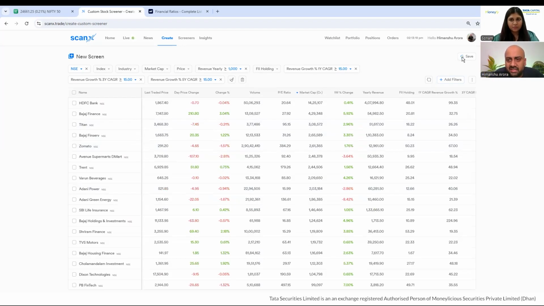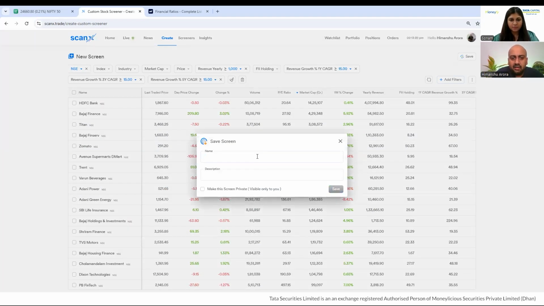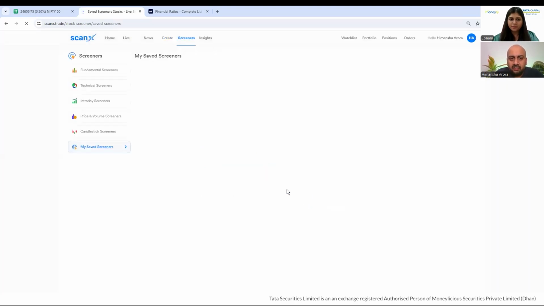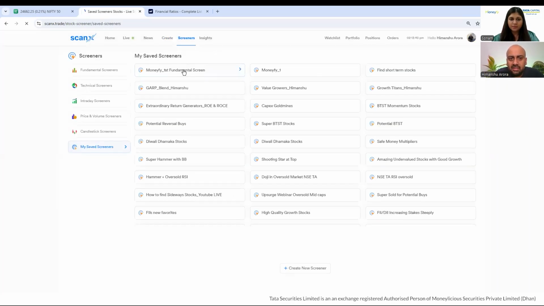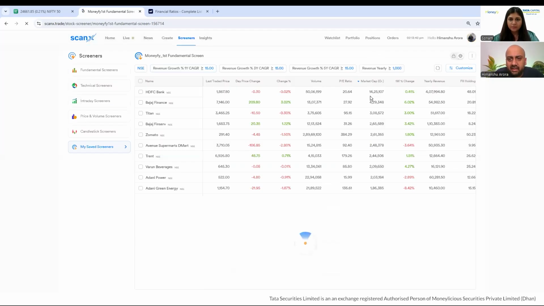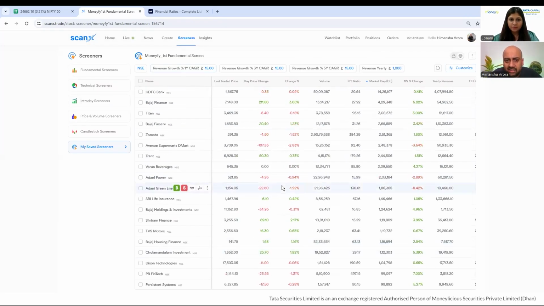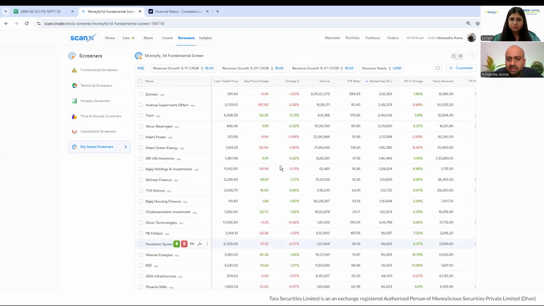You can now save these screeners, for example, Moneyfy underscore first fundamental screen. Now I have saved this. I go to this screen. Now this is my screen, and every day or every week or whenever I want to, I can just come to this screen. No need to even run something. You already have this list available with you.